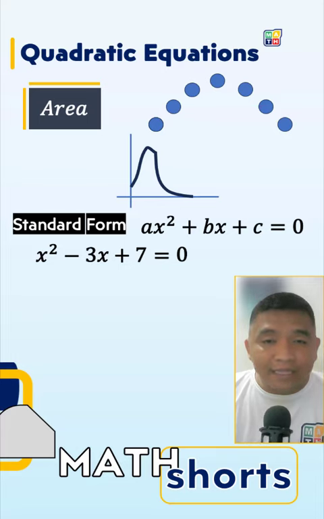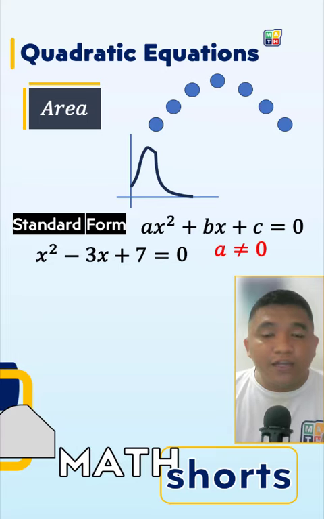Now, aside from that, it's very essential for us to remember that for this standard form to really be a quadratic equation, a should not be equal to 0. Because if a, which is the numerical coefficient of x squared, or the leading coefficient, is 0, then that would mean that this is only a linear equation.